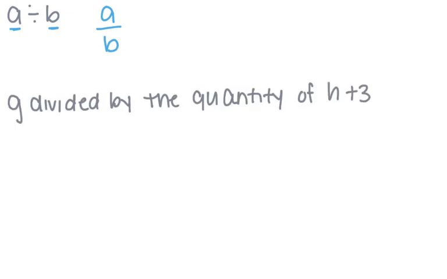So our next one is g divided by the quantity of h plus 3. So we know that g is our dividend, so g will go on top. We're going to put our fraction bar, and then the quantity of h plus 3 is the divisor, so on the bottom we're going to put h plus 3.